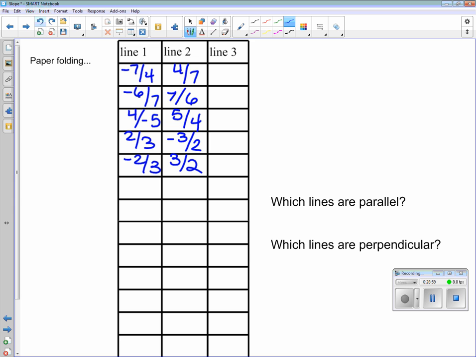Okay. Number 8. There's 2 lines on number 8. The first line, I want you to write a summary sentence about perpendicular slopes. So what's true about perpendicular lines?